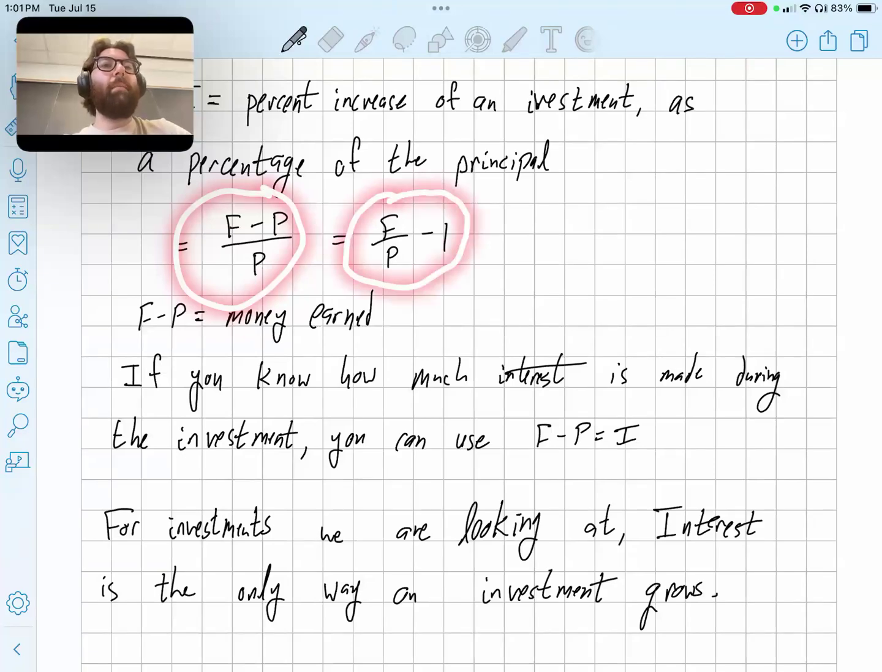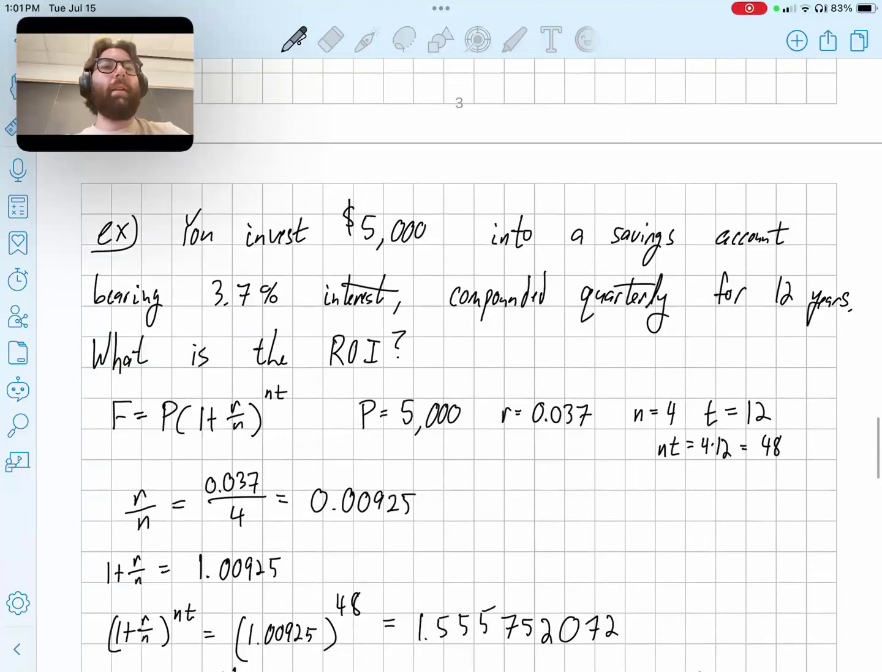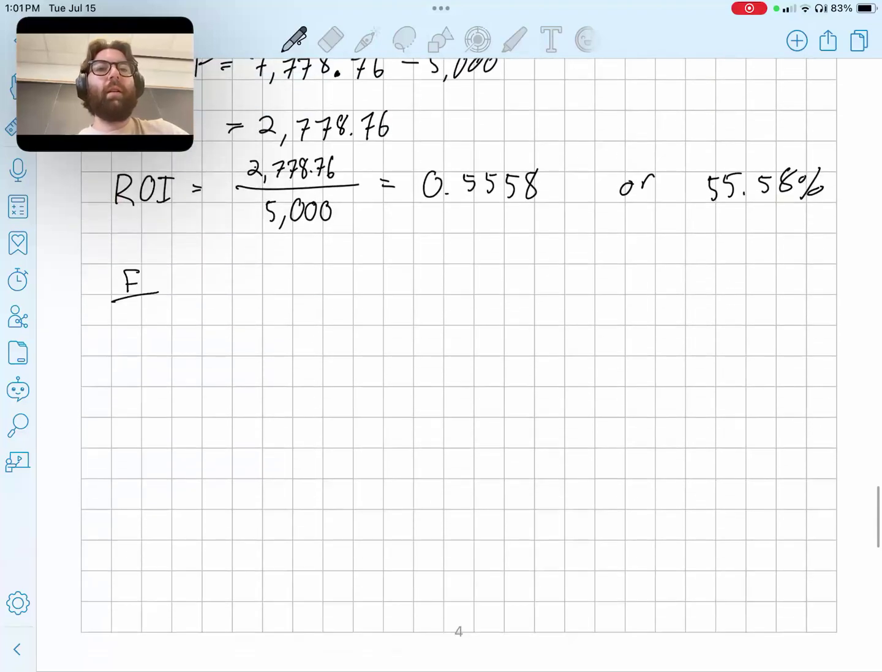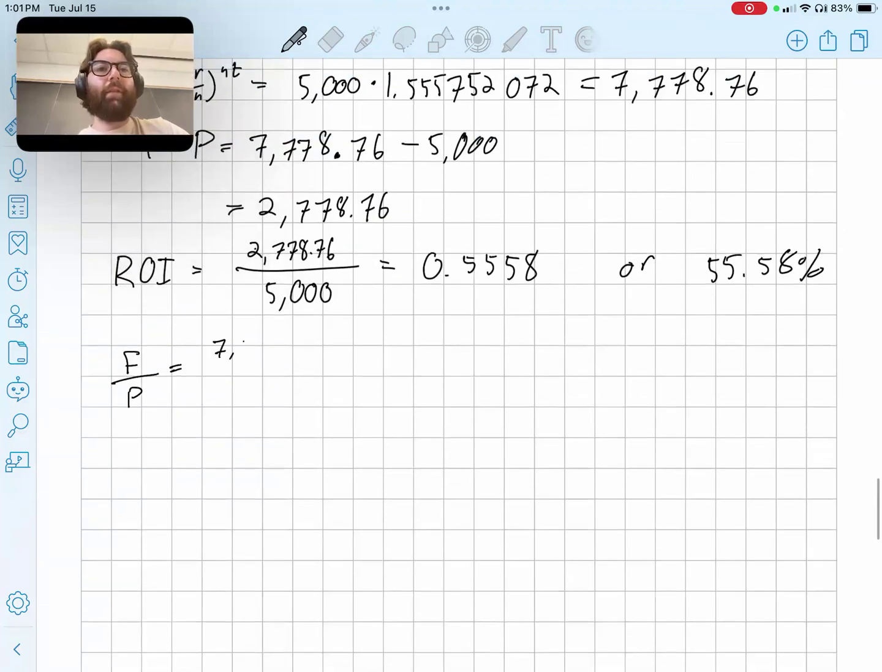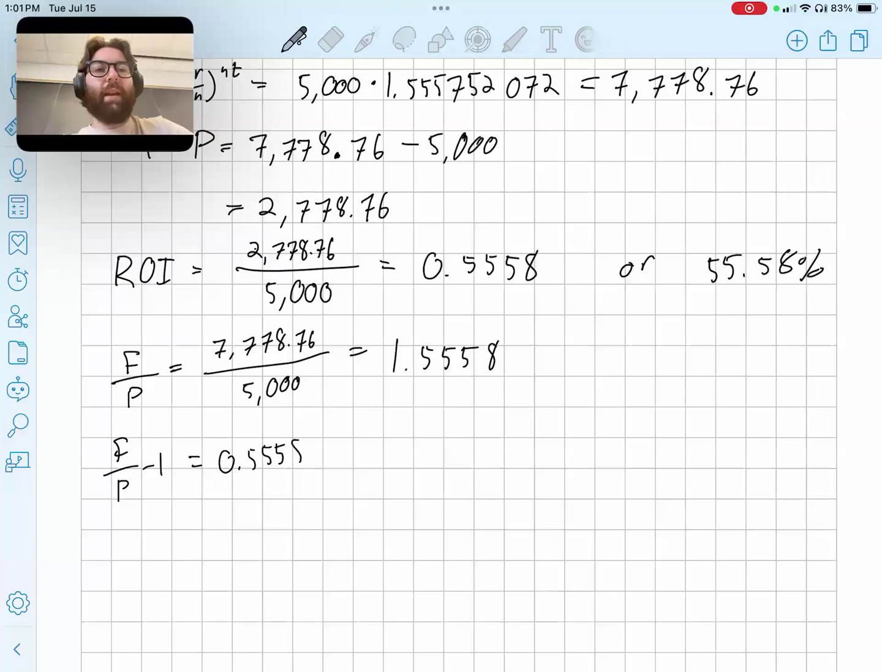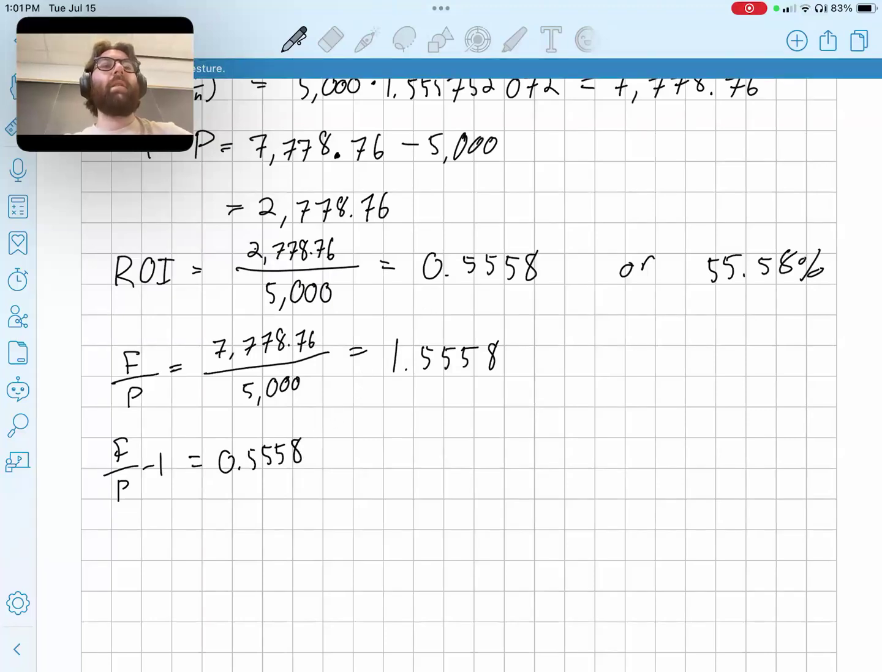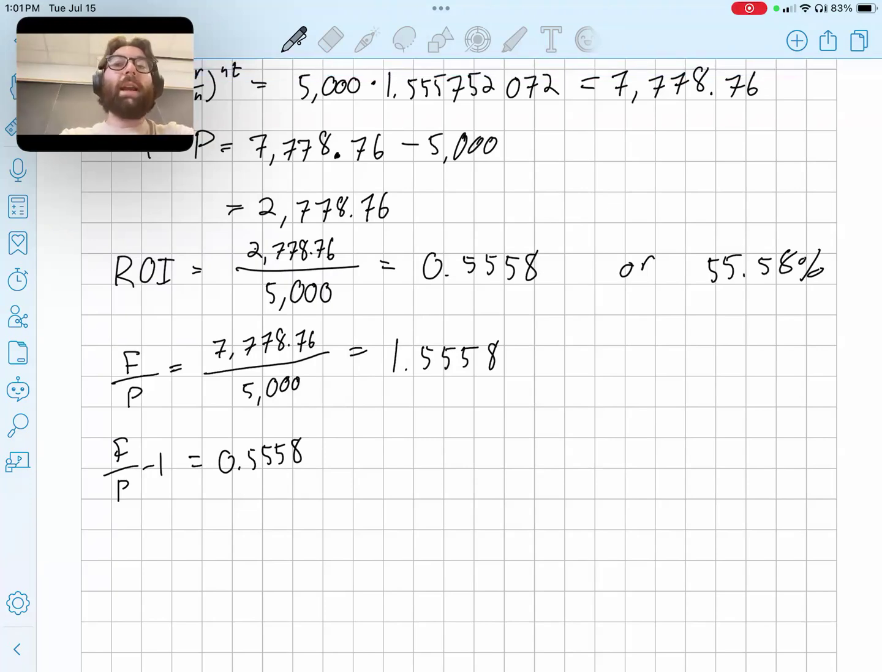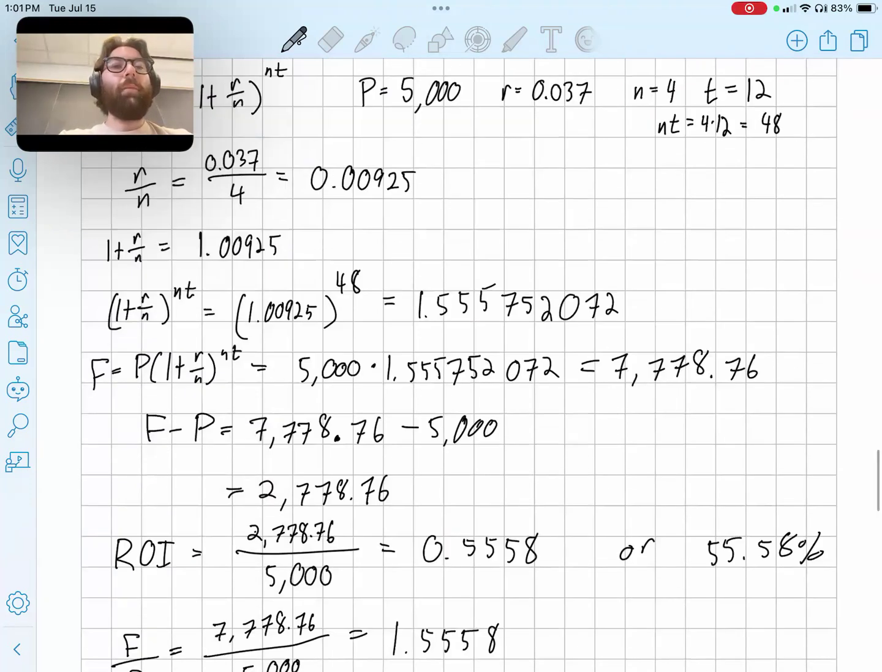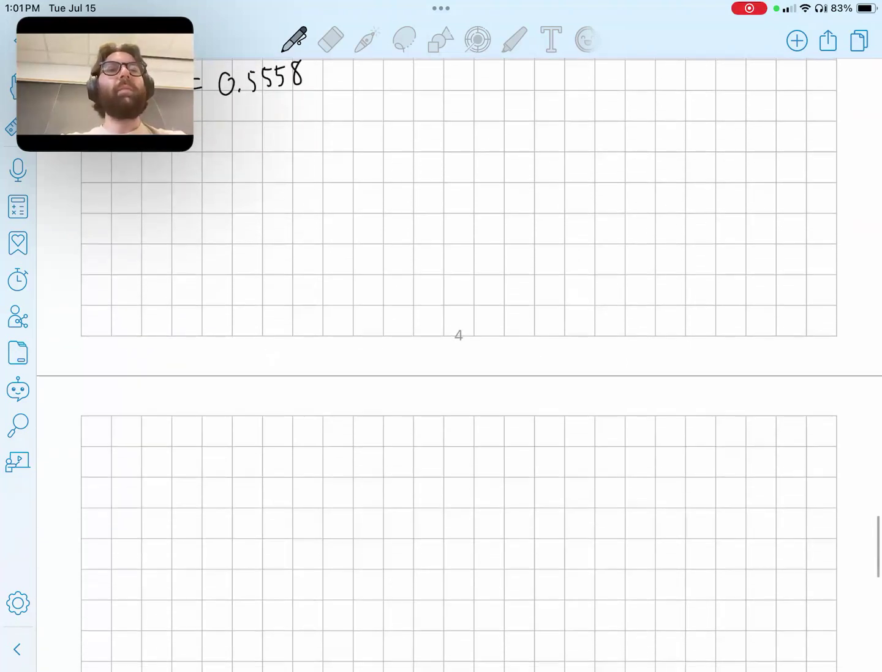Now, something I said before was we can do this F minus P over P, or this is the same as F over P minus 1. So if we do F over P minus 1, F over P is $7,778.76 divided by 5,000. We get 1.5558. And so F over P minus 1 equals 0.5558, which is the same. Okay? So you can do either of these. Just make sure you pick one and get comfortable with it and stick to it. So hopefully you get a better feel for computing these ROIs.